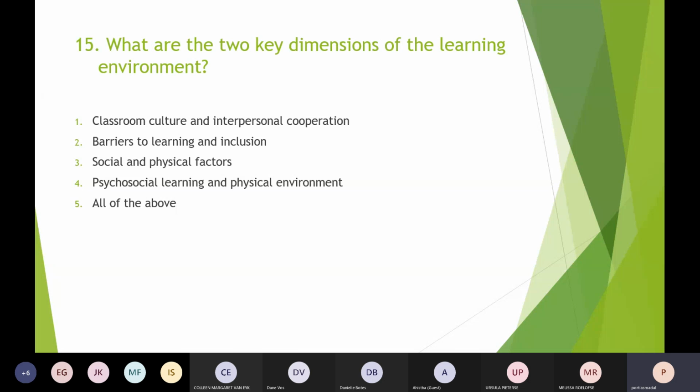What are the 2 key dimensions of learning environment? Is it classroom culture and interpersonal cooperation, barriers to learning and inclusion, social and physical factors, psychological, learning and physical environmental factors, or is it all of the above? I'll give you a minute to think about it.